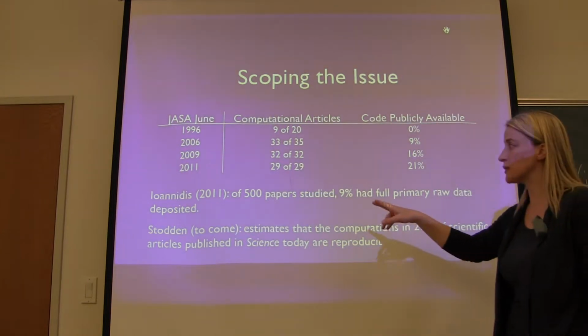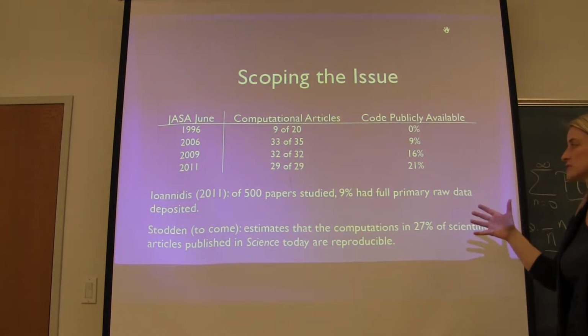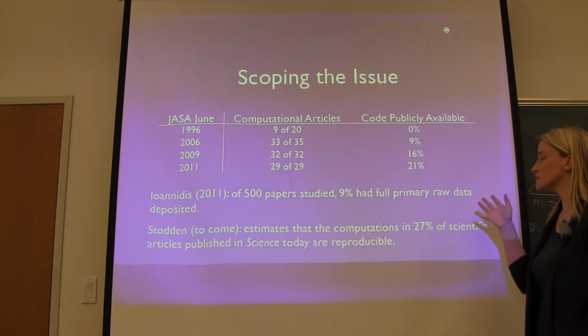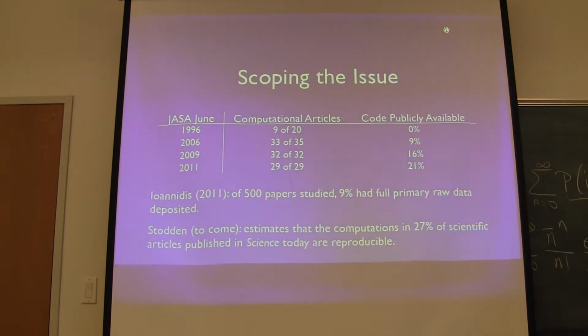Some results Ian Eades published in 2011: he looked at 500 papers, primarily in the life sciences, so a different group, and found about 9% had their full primary raw data deposited. And in a result I'm going to motivate for you a little later in the talk, I'm estimating with my co-author that we can replicate 27% of the papers being published in Science today that have a computational element to them.